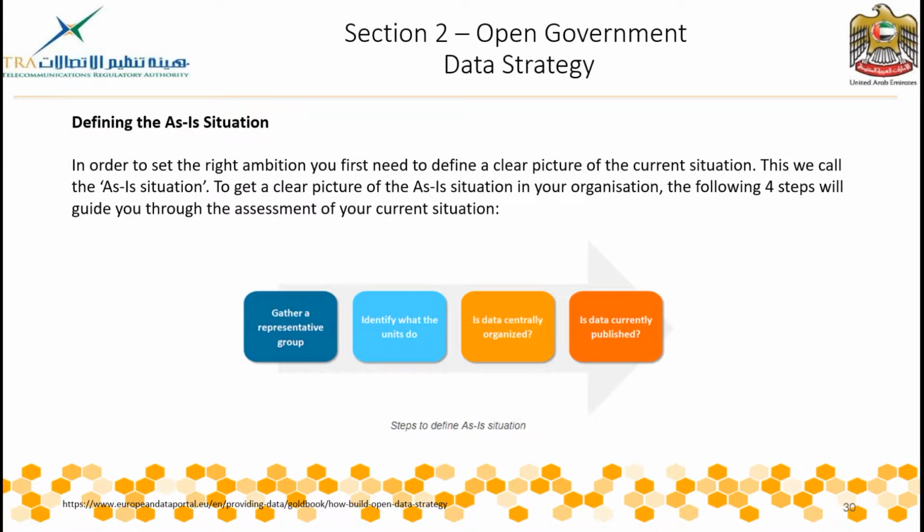There are 4 steps to defining the as-is situation. First, gather a representative group. Second, identify what the units do. Third, is data centrally organized? And fourth, is data currently published?